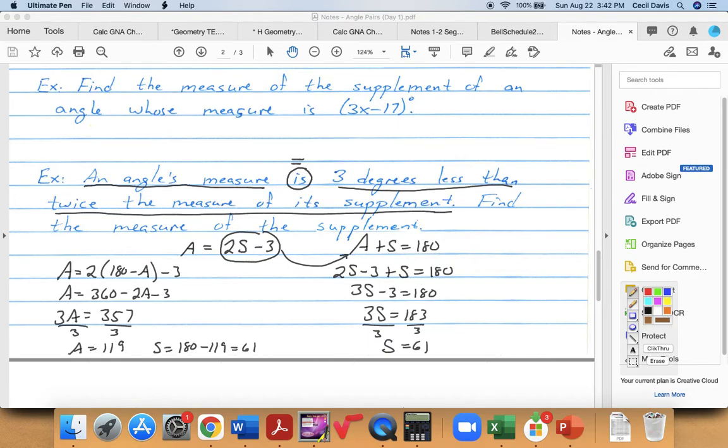So it doesn't matter which one of those you choose to use. They both take about the same amount of time. If it's asking at the end for the angle, I tend to do the first one because it finds the angle. If it's asking for the supplement, I tend to do the second one. But you can do them all the same way. If they were asking for the angle on this, you would know that the angle is 2 times the supplement minus 3. So you could substitute back into this equation and solve for A.